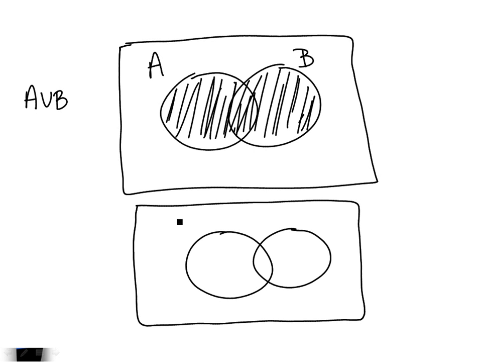Just a review again. What is the intersection of A and B? So intersection is the part that overlaps. This part in the center.